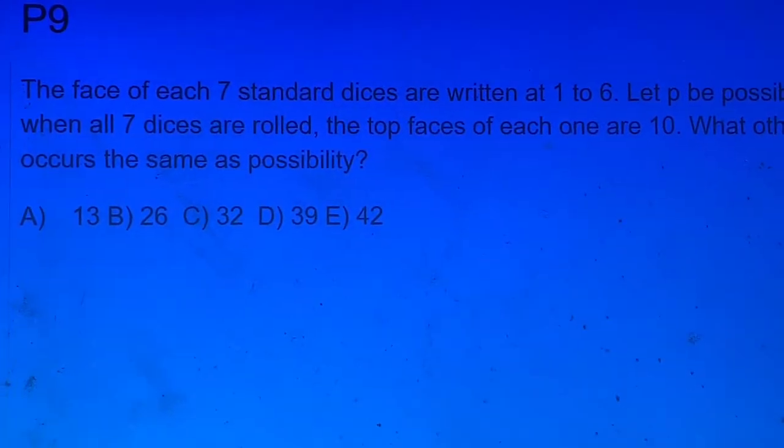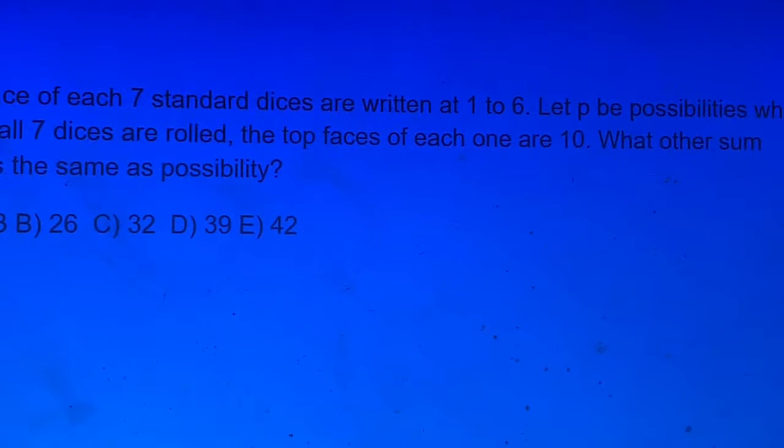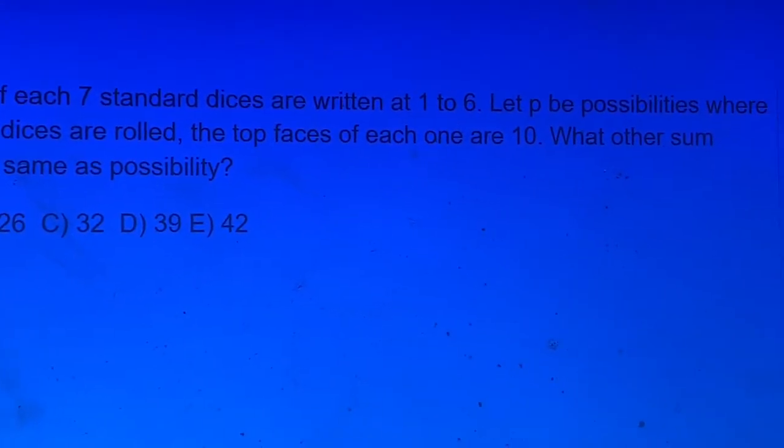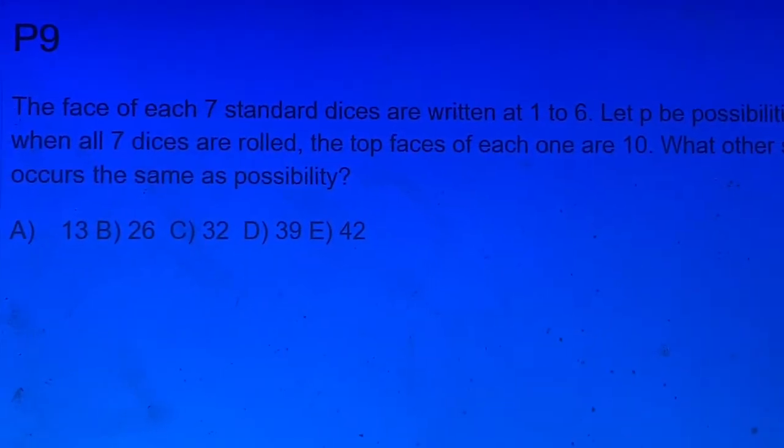The faces of each of 7 standard dice are numbered 1 to 6. Let P be the probability when all 7 dice are rolled that the sum of the top faces is 10. What other sum occurs with the same probability?